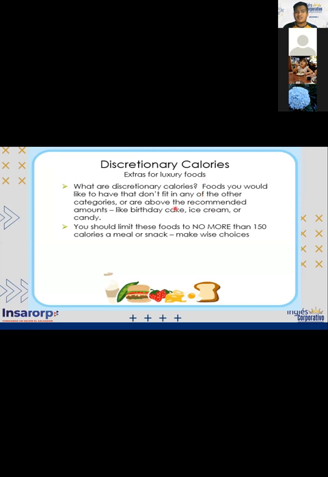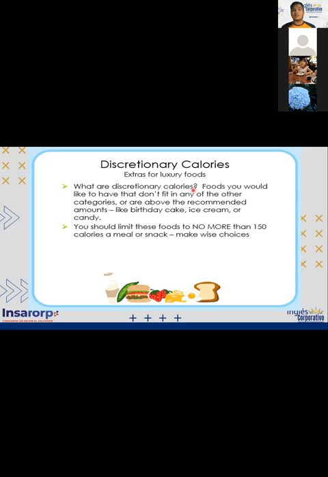What are discretionary calories? Discretionary calories is considerada calorías como discretas, digámoslo en este sentido, because they are part of the calories that are not included on the food pyramid. Calorías que no están incluidas, discrecionaria sería la palabra literal, like in Spanish. Calorías discrecionarias. Why? Because these type of calories are not included on the food pyramid.